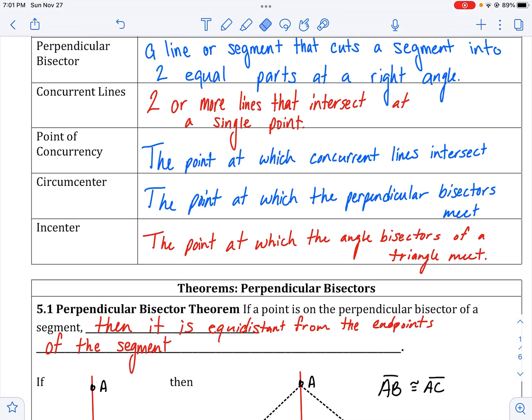So my perpendicular bisectors of a triangle all meet at a single point that I call the circumcenter. And the angle bisectors of a triangle would meet at what we call the incenter. And those points where two or more lines meet, the incenter and circumcenter, I would call those points of concurrency.